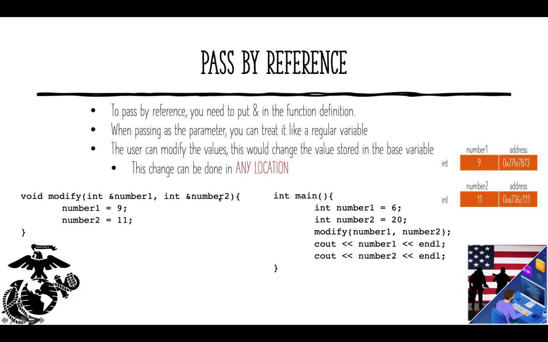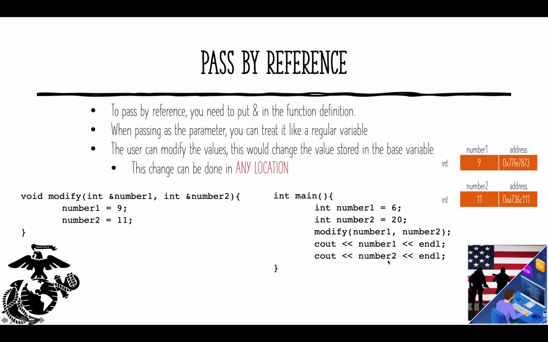And the reason why I'm utilizing the same naming convention is because pass by reference actually passes the variable itself. It does not make a copy of it. So in this function, all I'm doing is I'm modifying both values. So I'm just taking number 1, I'm reassigning it to 9, taking number 2, reassigning it to 11, and then coming back here and then printing out number 1 and number 2.